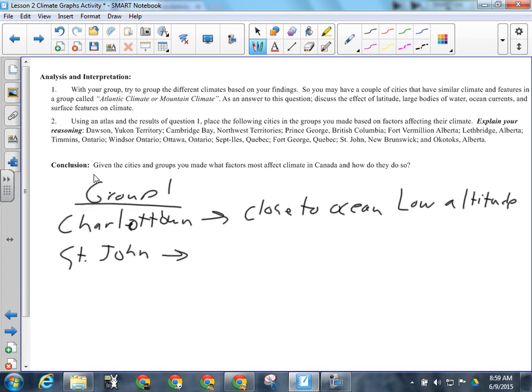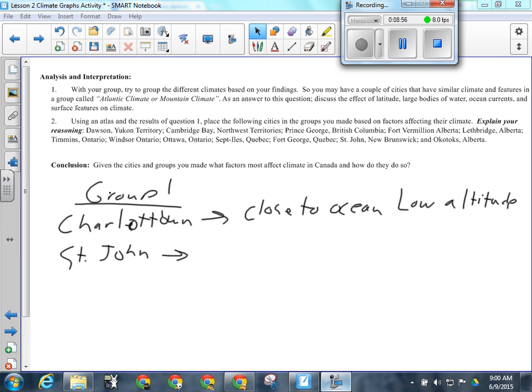Then you'll have your conclusion, which basically just says, what are the major factors affecting climate? Given the cities and groups you made, what factors most affect climate in Canada, and how do they do so? I would say, again, you probably want to have a top 3 factors that seem to affect the most cities. Questions? All right, have at her then. If you do want to do this by yourself, you can accomplish that, but it's a lot of your own analyzing and not a lot of ideas being bounced off other people. But it's up to you.